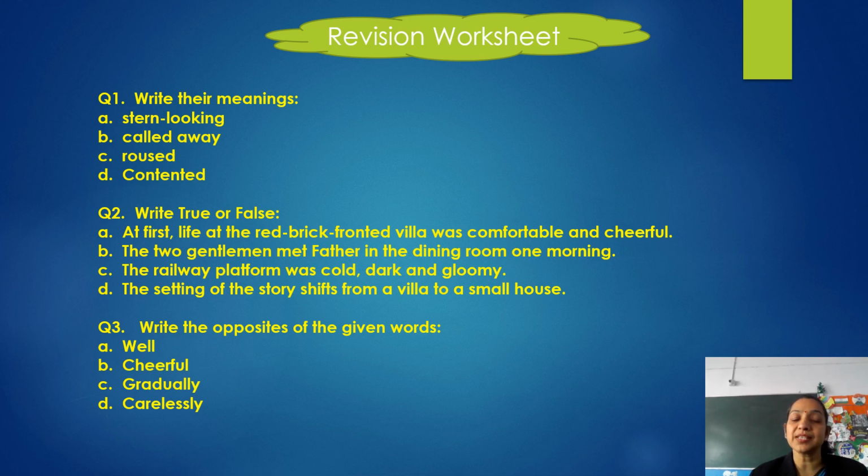So children, here few words are given to you and you have to write down the opposite words of these words. Okay? So let us see the words. First word is well. Another word is cheerful. Next is gradually. And the last word is carelessly. So children, of these words you have to write down the opposites. Okay? So just do it. Now next question, we can move on to the next slide.